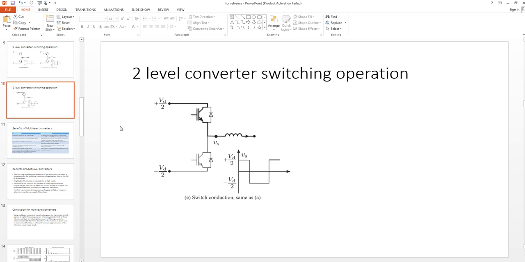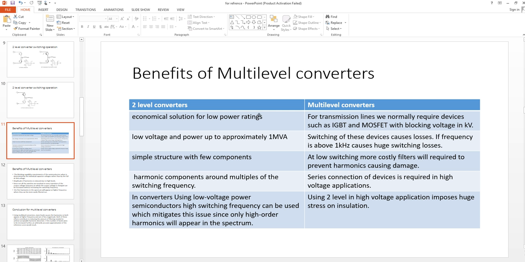Now, there are many disadvantages of using a two-level converter as compared to multi-level converters. No doubt, two-level converters are used. Two-level converters are an economical solution for low power rating only. They are used in low voltage and low power applications up to 1 MVA. They are simple in structure, no doubt, since they have only two switches with few components.